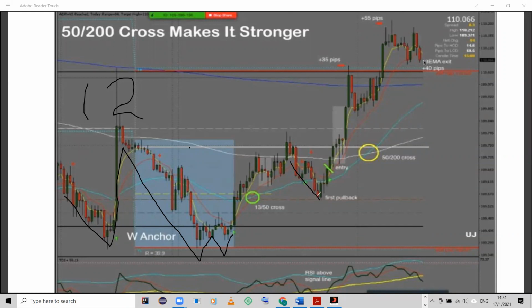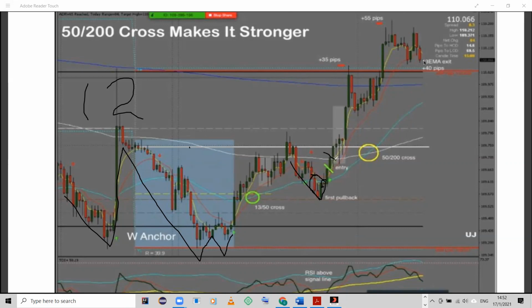So wait for the pullback. After the pullback, we wait for the close. As you can see, we have a star here, a spinning top with this small body. Then we have a shifting candle that closes above the 50 and above the 30, and that should be our entry. So our entry will be right there, indicated by the line. Or you wait for price to clear the 200 since it's really close here. Your entry will be right here.